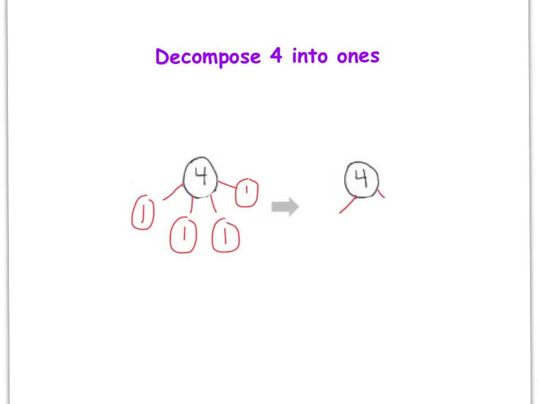1, 2. And in one part, I want 3 ones. Since I have 3 ones for my one part, the other part has to be 1, because 3 plus 1 equals 4. I could also show 4 as one part of 2 and another part of 2. 2 plus 2 equals 4. These are just 2 examples of how I can decompose 4 ones.